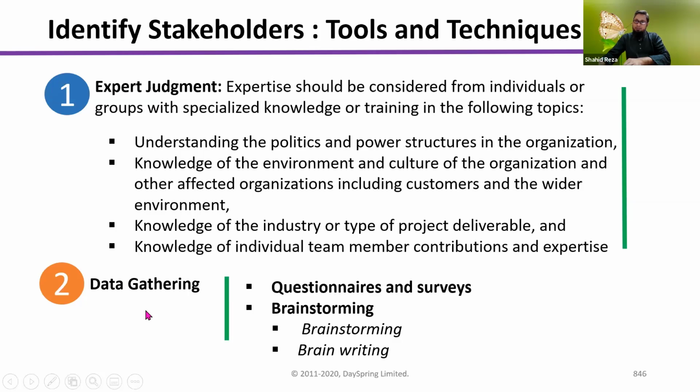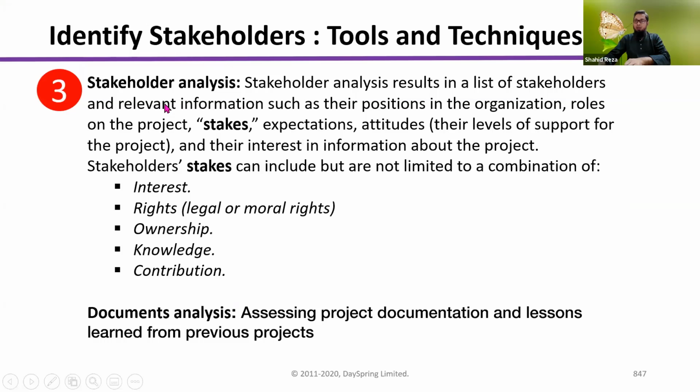Okay, thank you. So for data gathering, we have already talked about questionnaires and surveys. If the audience is big, then we will use that. And brainstorming: one is brain writing and one is brainstorming, right? And stakeholder analysis: when we analyze the stakeholders, you have to find out what kind of interest, rights, ownership, knowledge, or contribution the people have in this project. This is known as the stakes of the stakeholder. So at least you have to consider these things when you analyze the stakeholders.